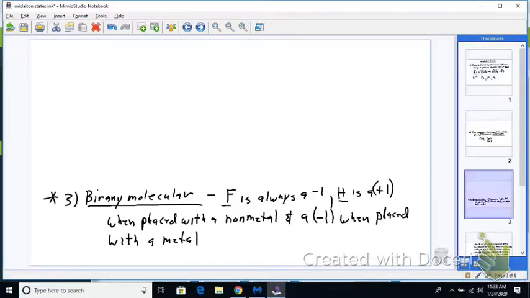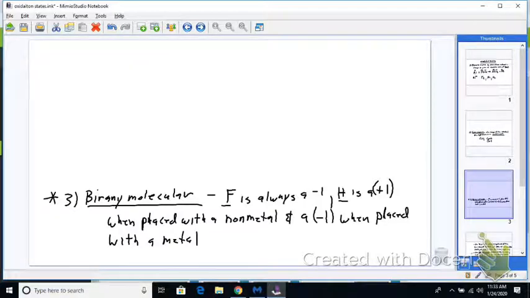This is the big one that's new. Now, I put 2 keys on here that you need to be aware of. Fluorine is always a -1, no matter what. 100% of the time, if fluorine is present, it is assigned a -1.